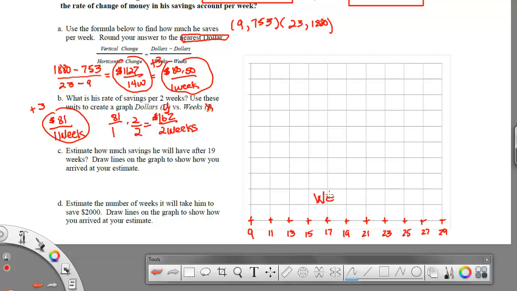Let's make sure I label my graph with the right units, so we know weeks go along the bottom. Now the vertical one that goes along with the dollars, or the dependent variable, that's a little bit harder to find. We know that every time I go over 2 weeks, I go up $162. Okay, so if I go over 2, I go up 162. Over 2, I go up 162, and so forth. So now I have to start counting, and each one of these units going up is worth $162. So where do I start? At 753.